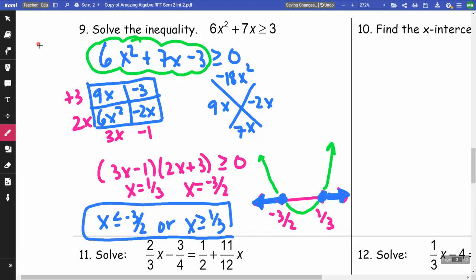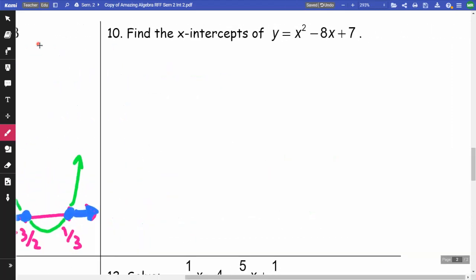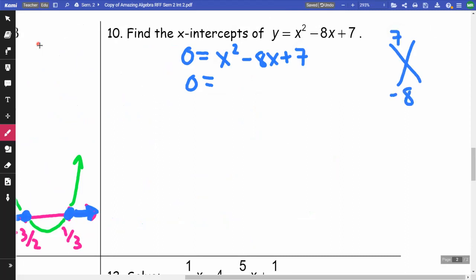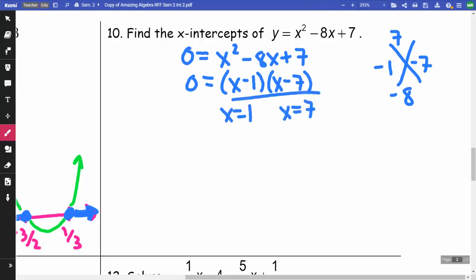On number 10, finding x-intercepts, we want to know where this equals 0. So 0 equals x squared minus 8x plus 7. I'm going to factor that. I basically want to know what multiplies to 7 and adds to negative 8. So that is going to be a negative 1 and a negative 7. So this is going to be x minus 1, x minus 7, which means my x-intercepts are going to be at 1 and 7.